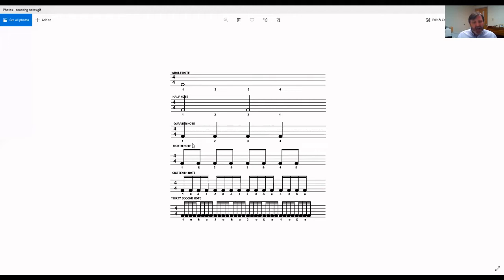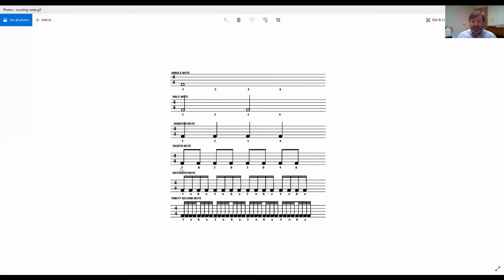Now, when I start getting down into some faster moving notes, like my quarter notes that I see on my third line, each one of my quarter notes is worth 1 beat. So if I'm looking at my 4 quarter notes, I know that my first quarter note gets beat 1, my second quarter note gets beat 2, my third quarter note gets beat 3, and my fourth quarter note gets beat number 4.